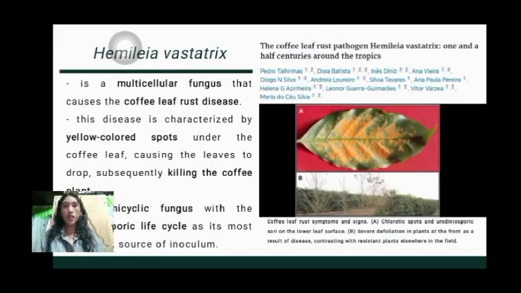This is the fungus that causes the coffee leaf rust disease. Its symptom is the chlorotic spot, or yellow-colored spot, under the coffee leaf, as well as the uredinosporic sori in the lower leaf surface. It causes the leaves to drop and subsequently kills the coffee plant because of severe defoliation. It is a hemicyclic fungus with a uredinosporic life cycle. It has urediniospores as its spores, and with the help of hyphae, it ruptures the plant cuticle.